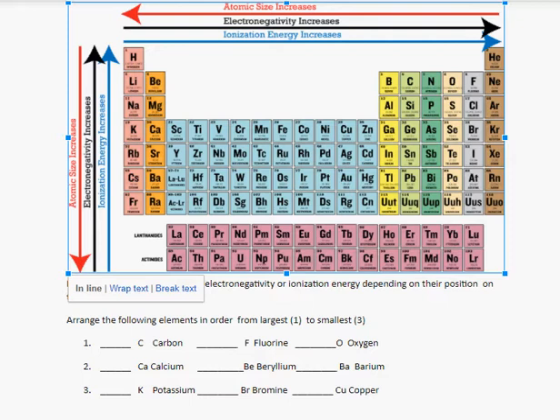The fact that the size decreases as you go across is a little weird, but if you think about it, all the electrons in that row are in the same orbital. And of course, the more protons you have, the tighter you can pull them in. So the orbitals tend to get a little closer to the nucleus as you go across.